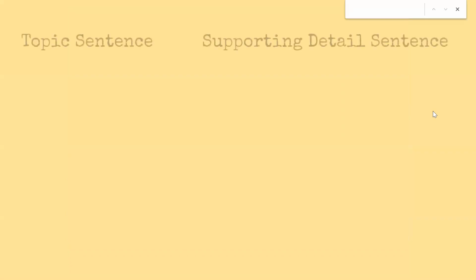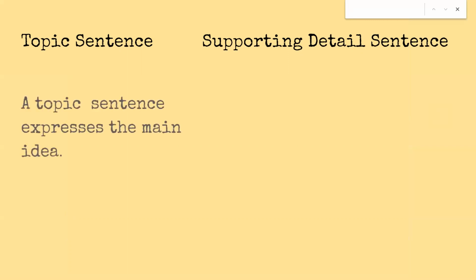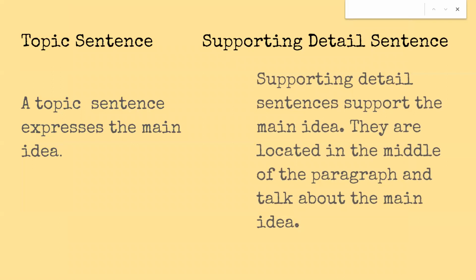Hey, that kind of brings us into our next topic, which is on topic sentences versus supporting detail sentences. A topic sentence expresses the main idea. It's going to have your main idea in it. The supporting detail sentences support the main idea. They are located in the middle of the paragraph and talk about the main idea.